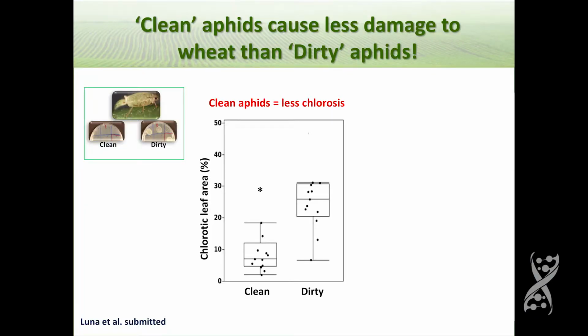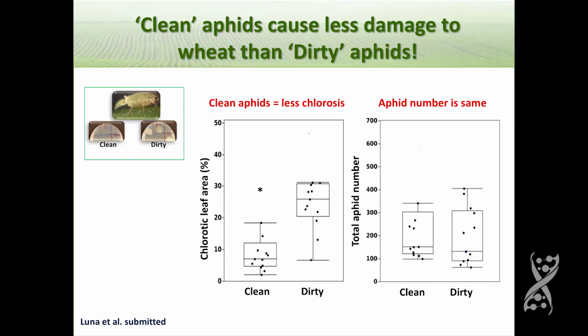So the bottom line is that the clean aphids, the ones that were abducted from mom and used to develop the colonies, cause much fewer symptoms on wheat than do the dirty aphids. And the question that an entomologist would ask is, well, was the aphid still healthy? And yes, the answer is we got the same number of aphids off the plants after they had colonized and infested the plants as we did before.